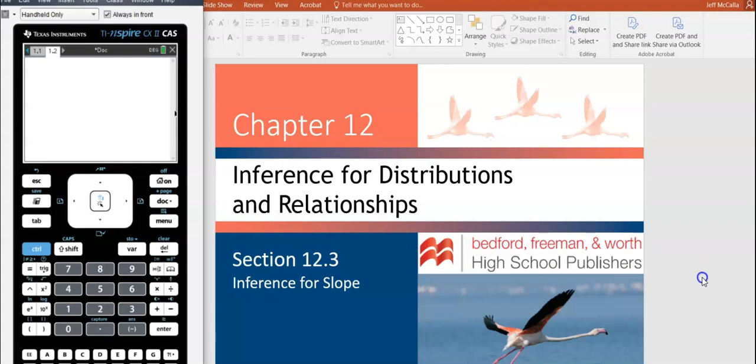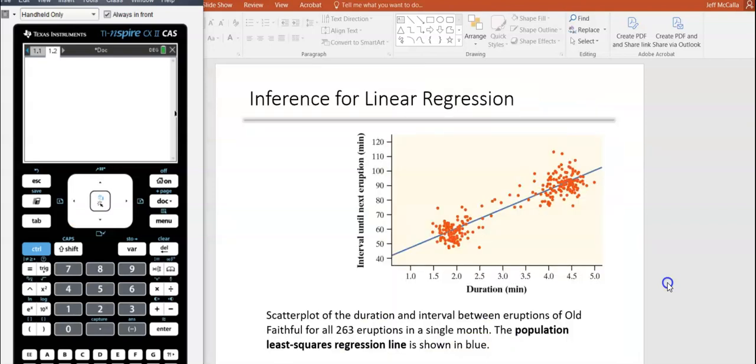Okay, this is our last section of the book, section 12.3. We're going to do this in 2 days, so this is the first day. We're going to do, I believe, an interval here. So inference for slope. This is kind of a strange one. Just to be honest, it's a little bit different.